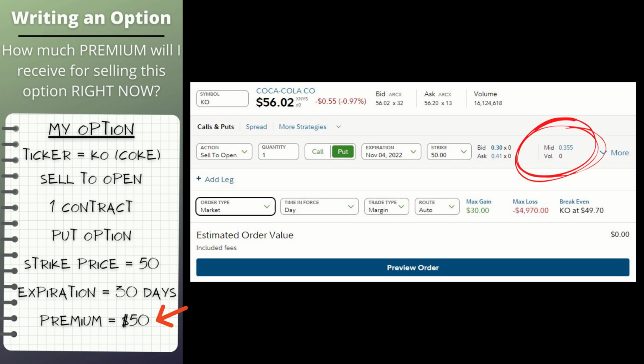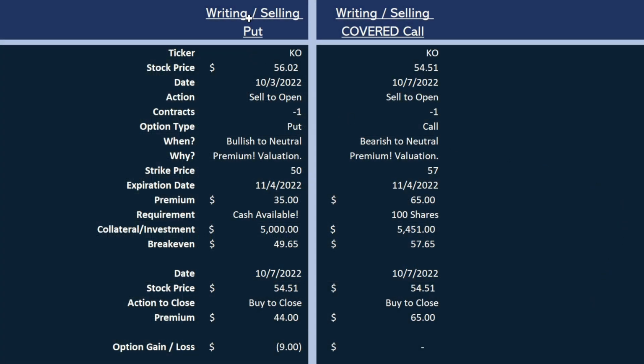So now I've updated that all and I put it onto a nice spreadsheet so we can start comparing these side by side, because we're going to start talking about selling covered calls as well as the put that we talked about. So let's go back and let's start looking at this selling a put that we did last week as a good starting point. All right, so ticker KO, and when we did it, it was at $56.02. This was last week on 10/3. And we said we're going to sell to open one contract, and it's a put.